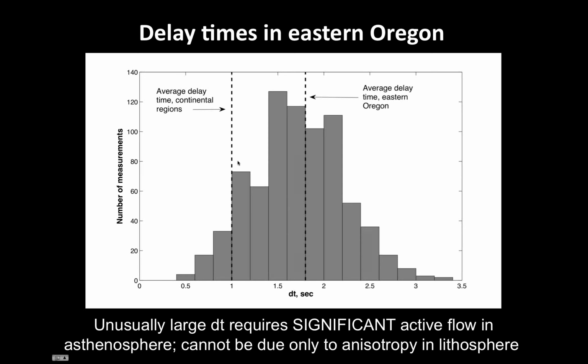I just want to make the point again that these delay times are quite large compared to other regions in the world. The average delay time for SKS splitting for continental regions is about 1 second. In our Eastern Oregon data set, it's about 1.8 seconds, and within the High Lava Plains proper, it's even higher, about 2.2 seconds.